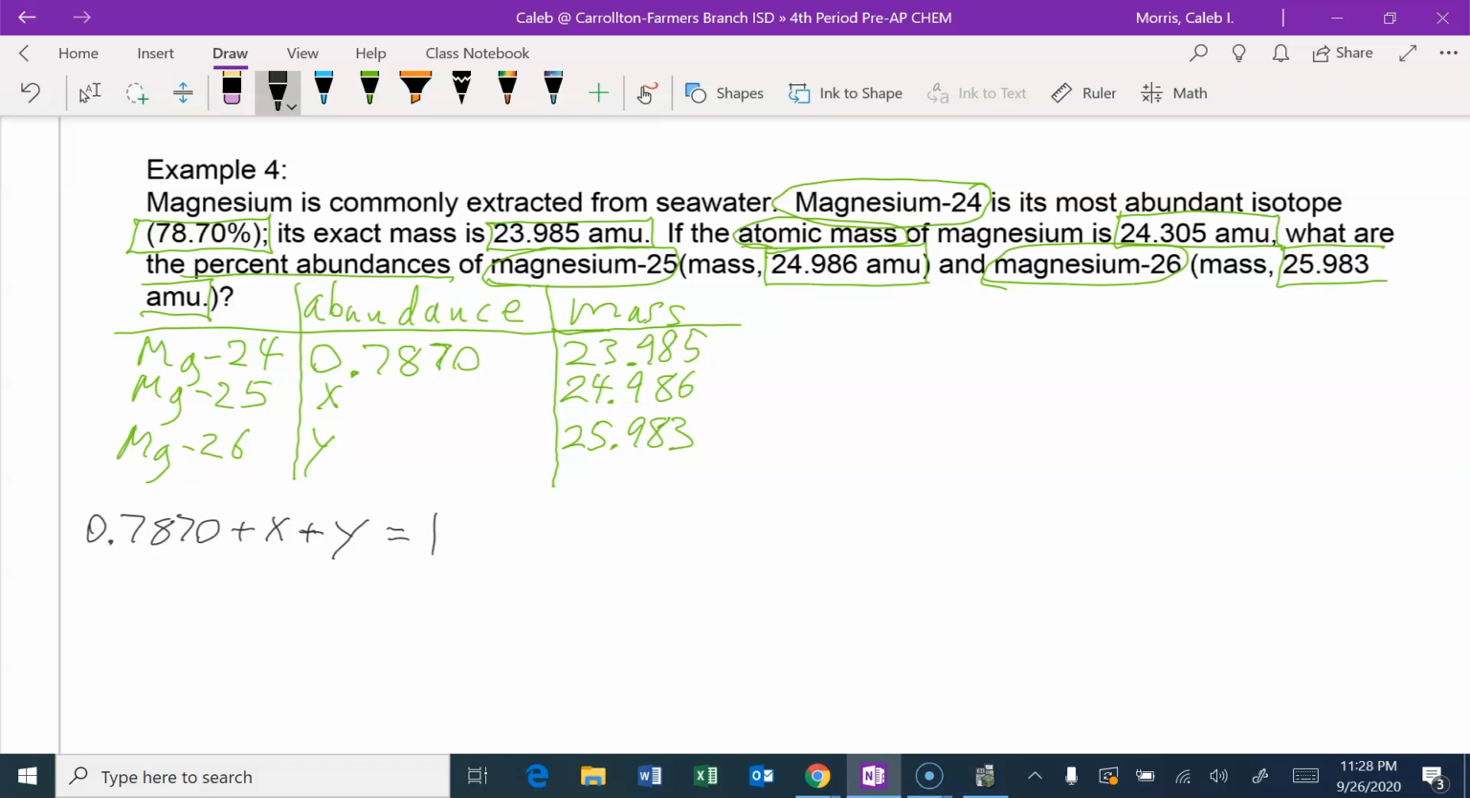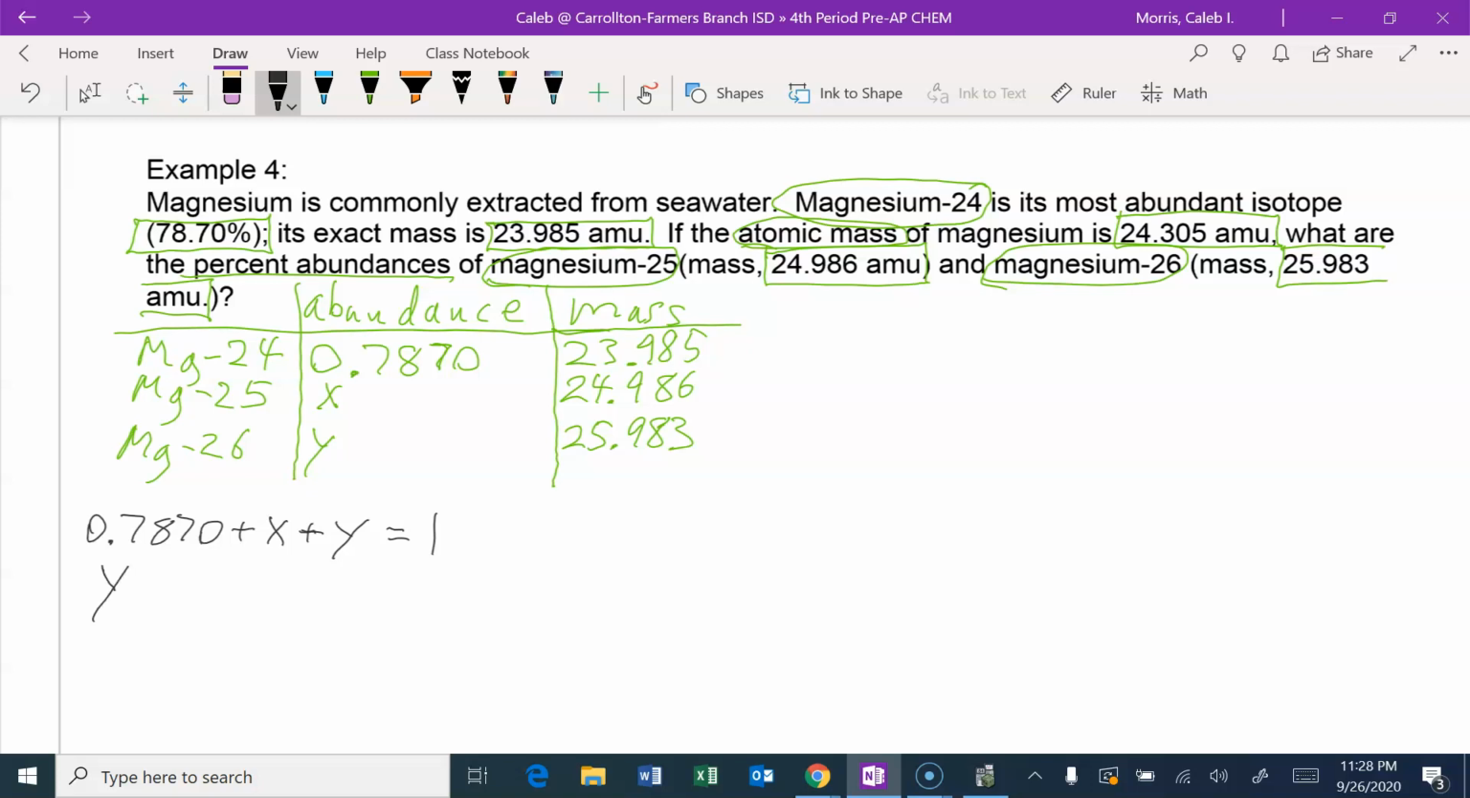So if I wanted to figure out what Y was, I would need to subtract this number and this number. I'm going to need to subtract both of them. Didn't mean to erase so many things there, sorry about that. And we will rewrite this.